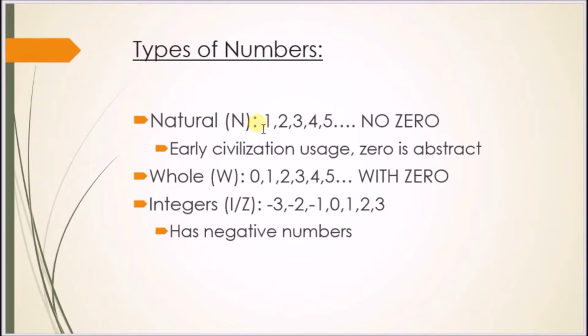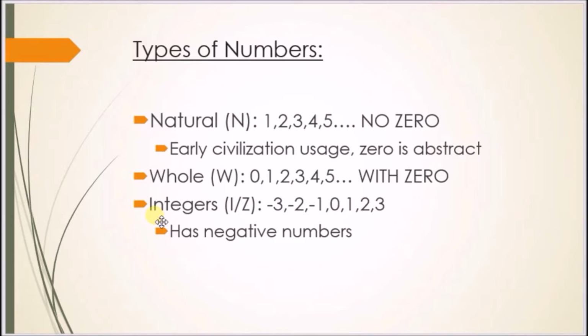Sooner or later, whole numbers were developed, which are just natural numbers including zero. This was because zero was an abstract concept back in the day. So once again, whole numbers are positive numbers, no decimals, including zero. So next we have integers. Integers are just whole numbers, but now we have negatives. Negative numbers, positive numbers, zero, but no decimals.